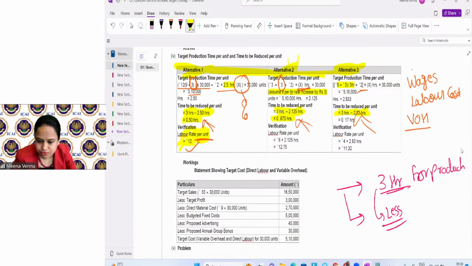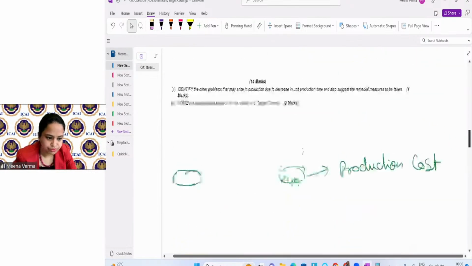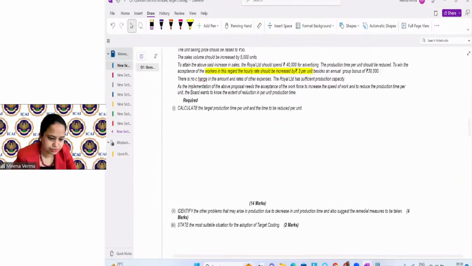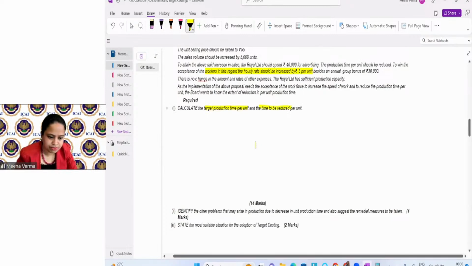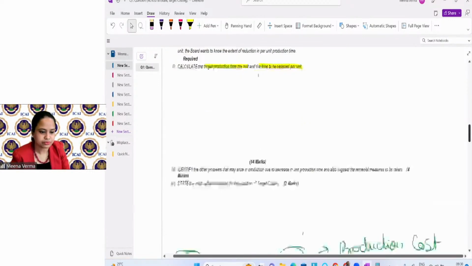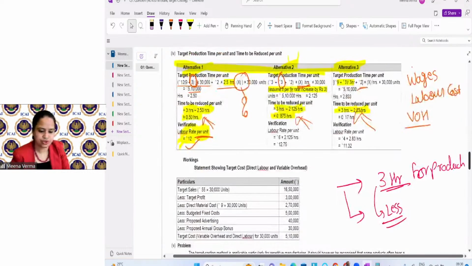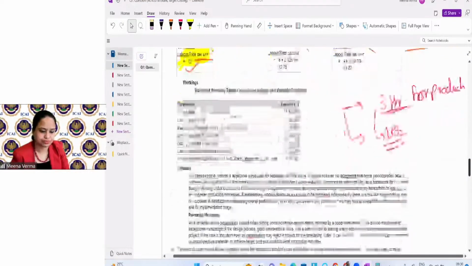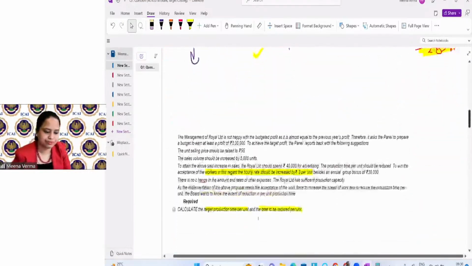Maybe this is the requirement of the question: calculate the target production time per unit and the time to be reduced per unit. That's the question. They are not asking for the labor rate, so that's extra information here.